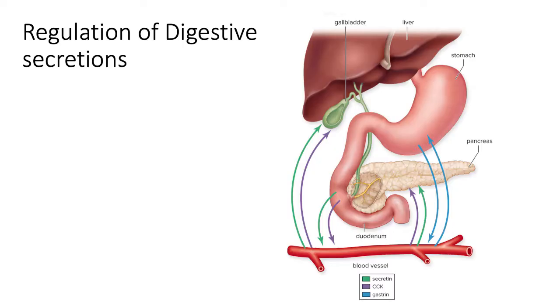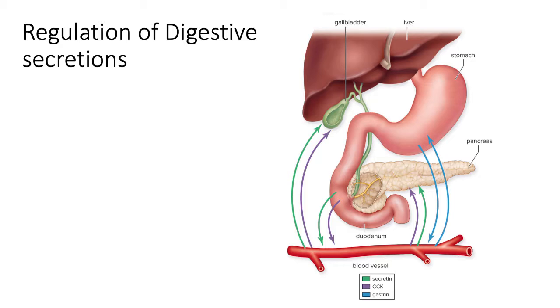The digestive system requires regulation. You don't want your stomach producing acid and pepsin all the time, only when you are about to eat. The secretions of the digestive system are regulated by the nervous system and by digestive hormones. A hormone is a chemical that is released into the bloodstream and acts on a target cell.